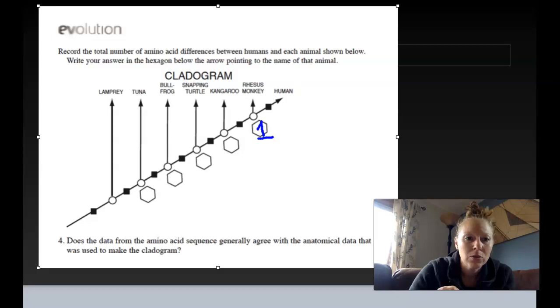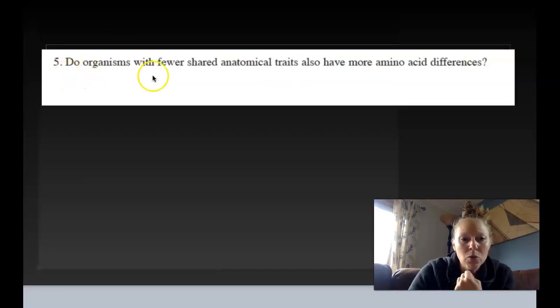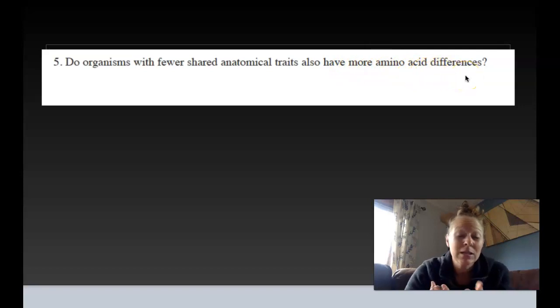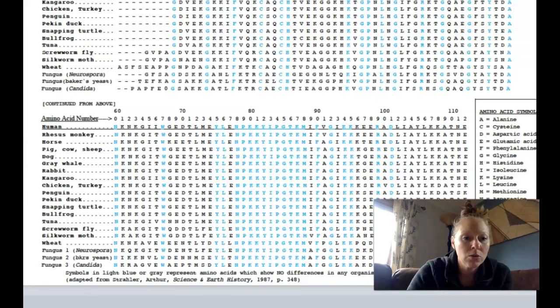So let's go to the next slide. So do organisms with fewer shared anatomical traits also have more amino acid differences? Yes. So it's kind of the same question. So if an animal is anatomically more different than the human, then we're going to have more differences in the DNA, or therefore more differences in the cytochrome C. So we're going to use this sheet.